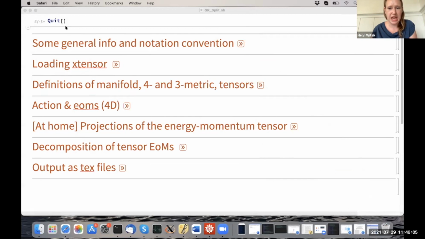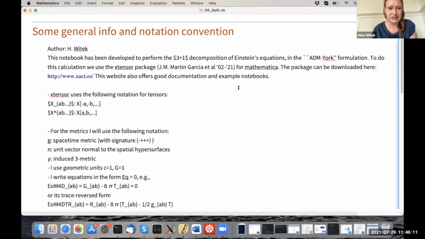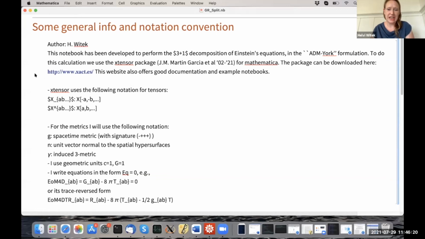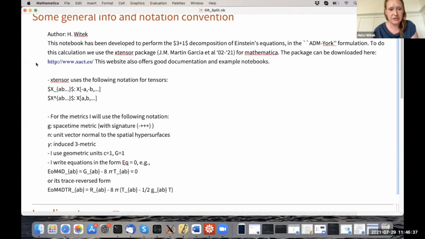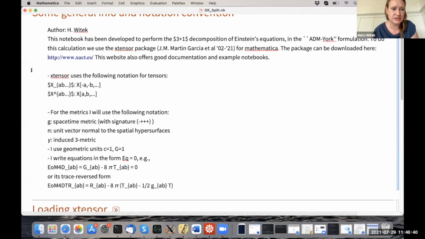Okay, so this is the notebook that we have, just to put everyone on the same page, some general information and notation conventions. Again, in this notebook you will find the link to the website. This package is free, even though Mathematica itself is not, and it was developed originally by Jose Maria Martin Garcia, who used to work in numerical relativity and gravity. As you will see as we go through the notebook, if you're not familiar with xTensor, we can use it to perform abstract index tensor calculations.